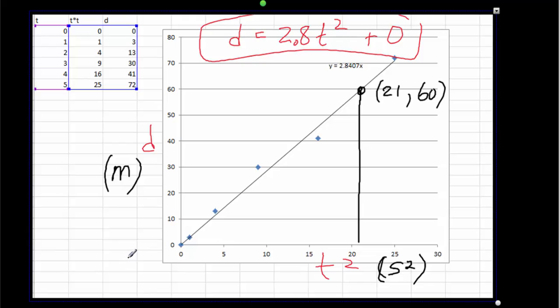Here's the solution. Might be a little bit of variation, especially if you were drawing it by hand. This was done on Excel. But ultimately, here's the specific equation that we're looking for.